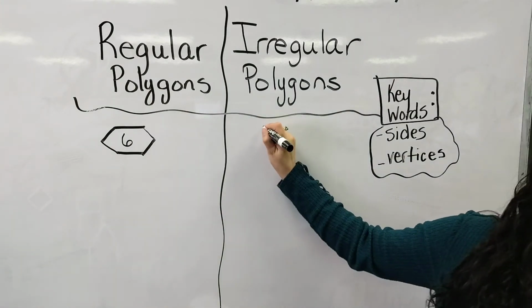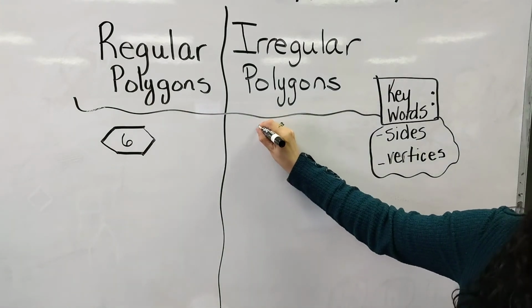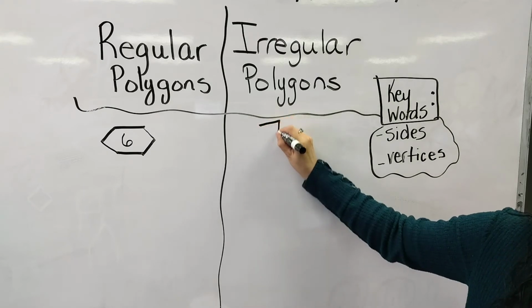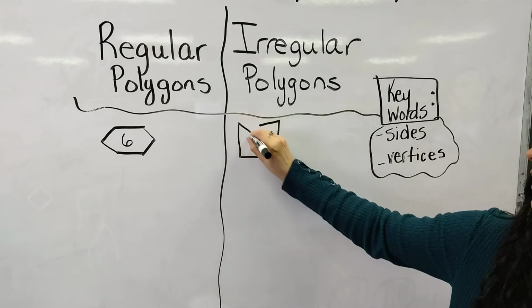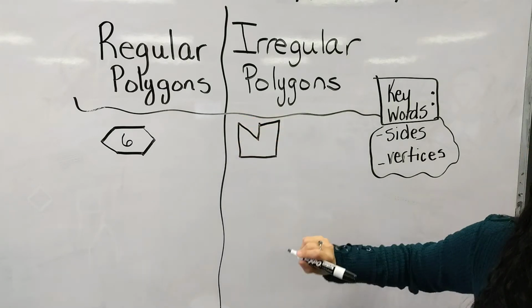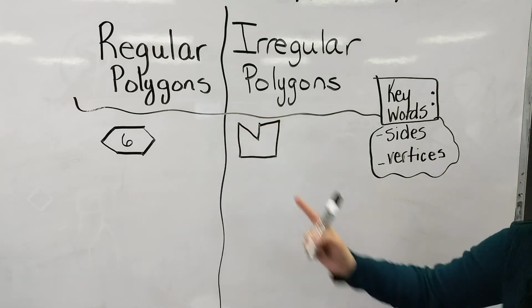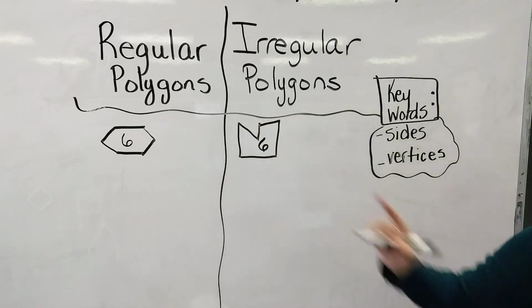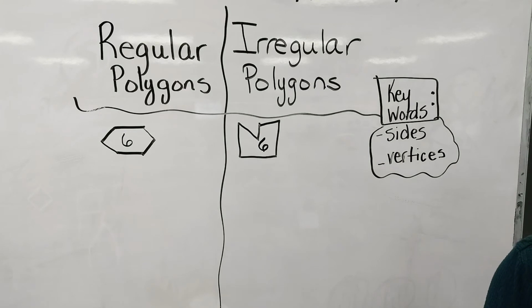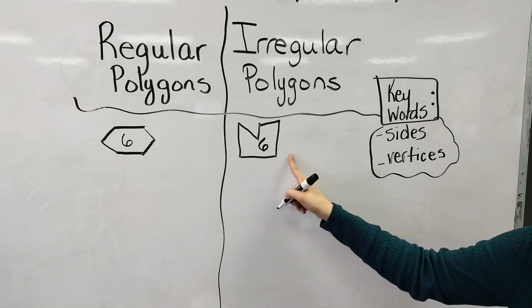Now, an irregular shaped hexagon could go like this. 1, 2, 3, 4, 5, 6. This is still a polygon because it has 6 sides. It's got straight edges. There's no curves. It's a closed figure. That's a hexagon because it also has 6.